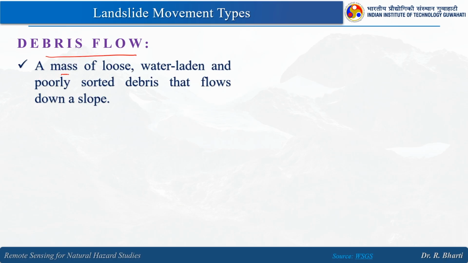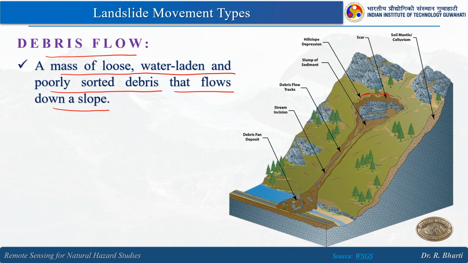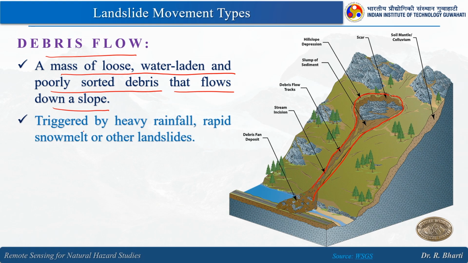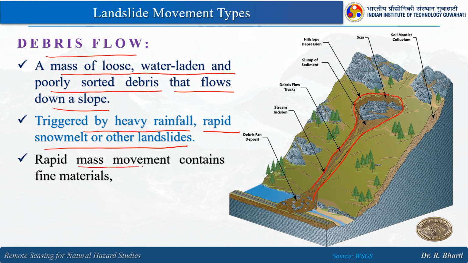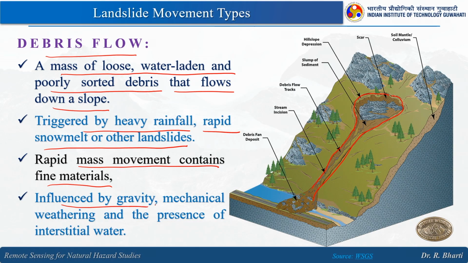So, here a mass of loose, water-laden or poorly sorted debris flows down a slope, right. Here you can see this particular material will flow down, triggered by heavy rainfall, rapid snow melt, or other landslides. Rapid mass movement contains fine materials, influenced by gravity, mechanical weathering, and the presence of interstitial water.